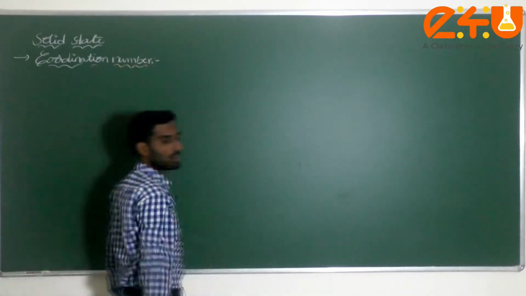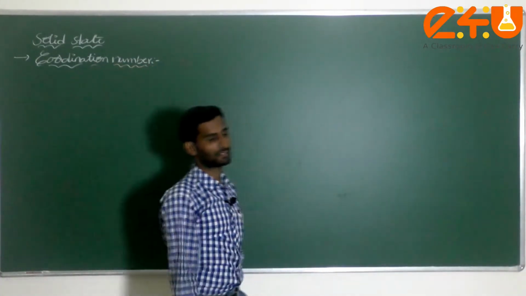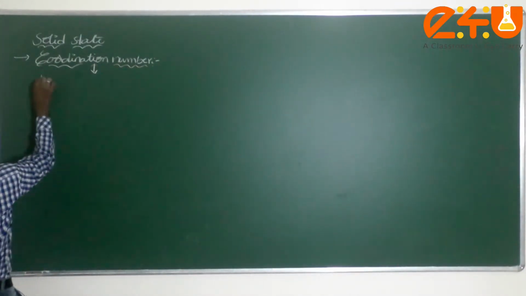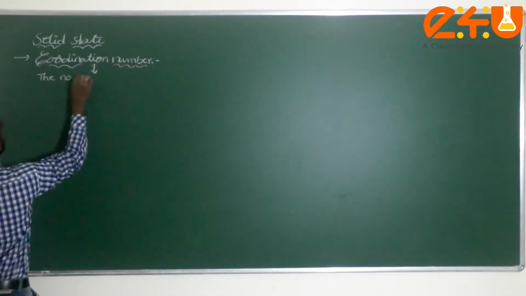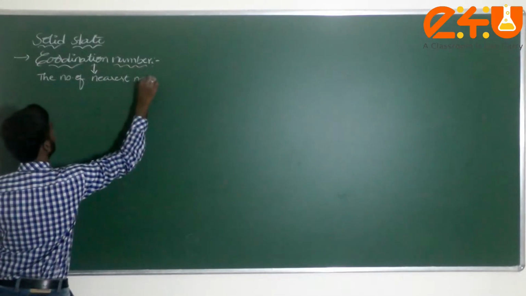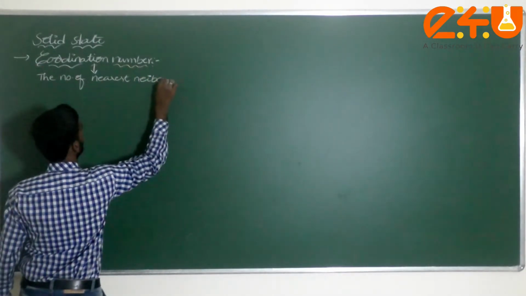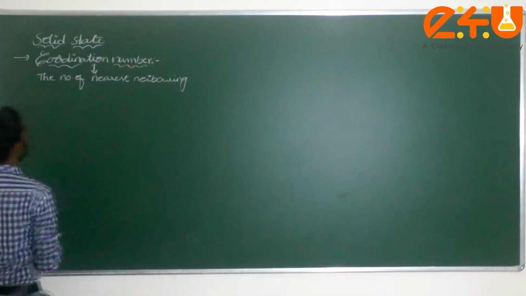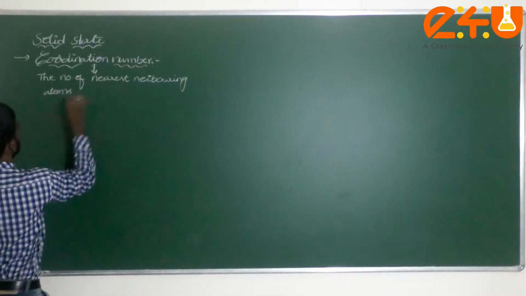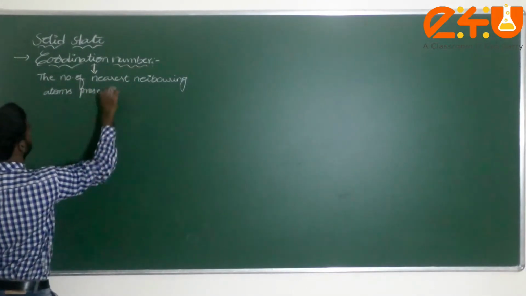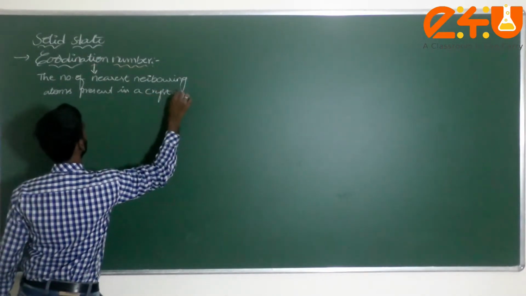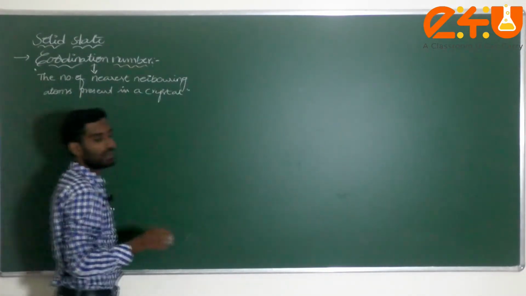What is meant by coordination number? Okay, now what is the definition of this coordination number? It is defined as the number of nearest neighboring atoms present in a crystal or crystalline lattice. That is called the coordination number.